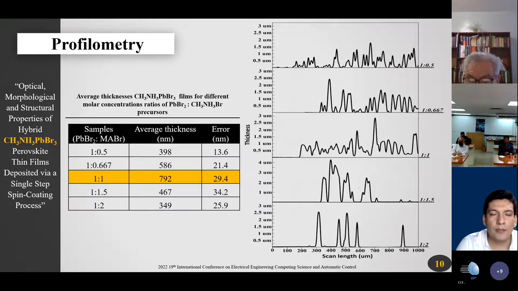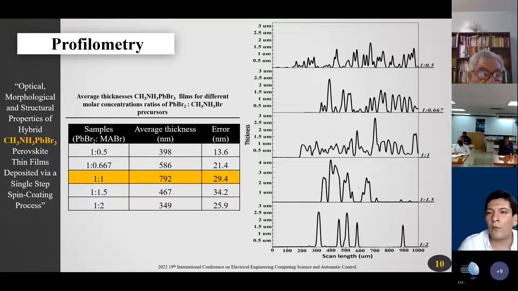Profilometry. This following table shows the average thicknesses of methyl ammonium lead tribromide films between 349 and 792 nanometers. For the concentrations different from the one-to-one ratio, the average film thickness decreases. That means part of the precursor in excess is possibly evaporated. And in the following figure, the presence of roughness in the samples is observed. There is surface diffusion as the perovskite crystallizes.